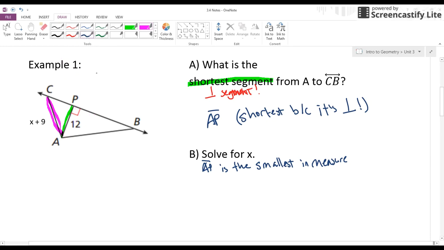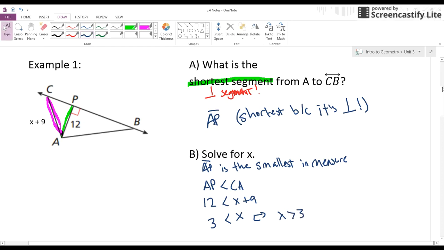So you can write an inequality. No matter what, AP is going to be the smallest, so it's going to be less than x plus 9. Or sorry, let's use notation here. It's going to be less than CA, that measurement, and then substitute: 12 is less than x plus 9. Then use your algebra, subtract 9 from both sides, and we see that x is greater than 3. I don't care if you write this as 3 is less than x or x is greater than 3, they mean the same thing. It's up to you how you want to write that order.